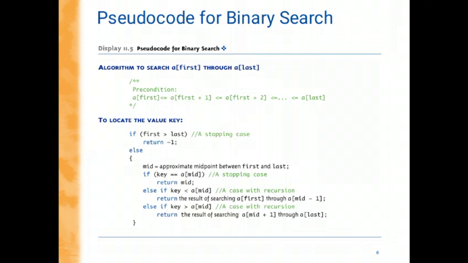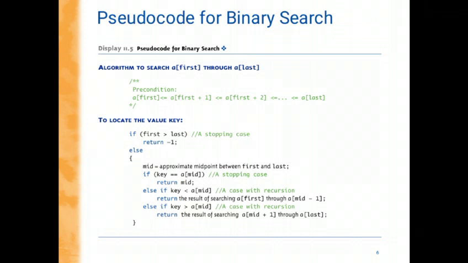A[first] <= A[first+1] <= A[first+2] up to A[last]. To locate the key value, if first > last, return -1. Else, we have to find out the middle value, that is mid equals the approximate middle point between first and last. If key is equal to A[mid], if the key value is equal to the value we are finding, return mid, that is we have found the value.